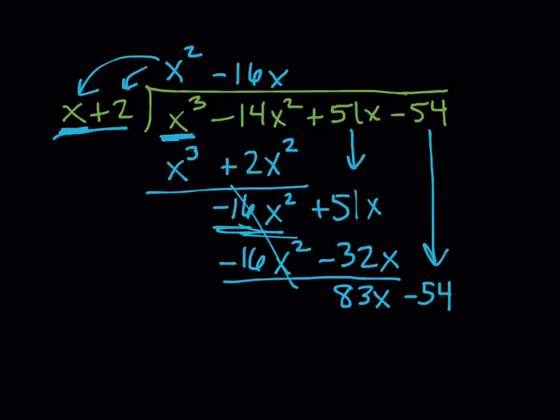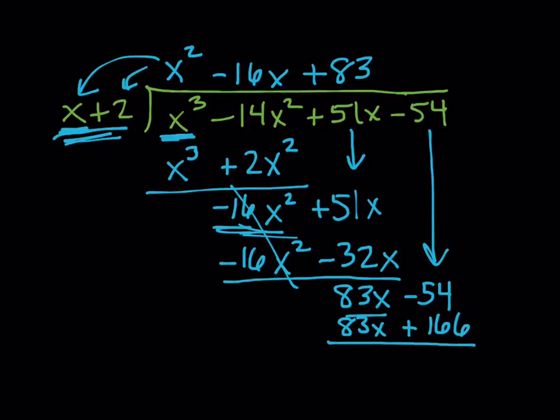And then x times what is 83x? Okay, so we need a plus 83. And then that gives 83x. Okay, and then 83 times 2 is positive 166. And then subtract. Alright, so we get 0. And then negative 54 minus 166 is negative, let's see, that's 220, I believe. Yes, 220. Okay, so this one doesn't divide evenly, this has a remainder.